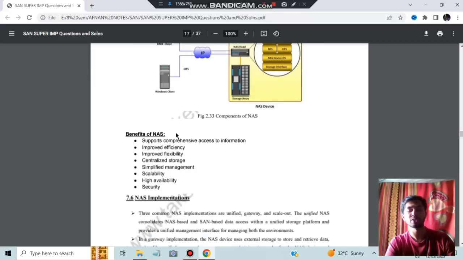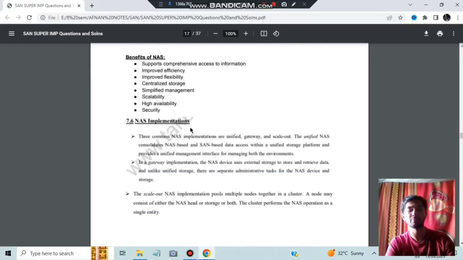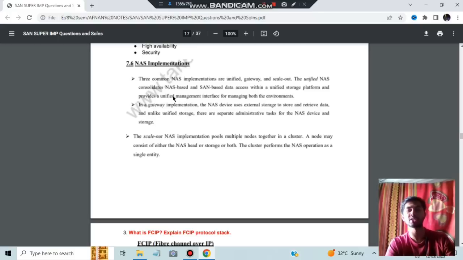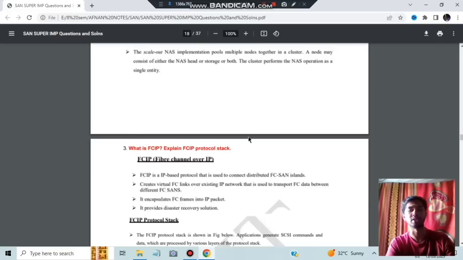What are the benefits of NAS? These are the following benefits; you can go through them. For implementation of NAS, there can be three implementations: unified, gateway, and scale-out. In unified, it consolidates NAS-based and SAN-based data with a unified storage platform; there will be just one platform. Gateway implementation uses external storage. Scale-out uses multiple nodes. Just one word you have to remember and write in one line.